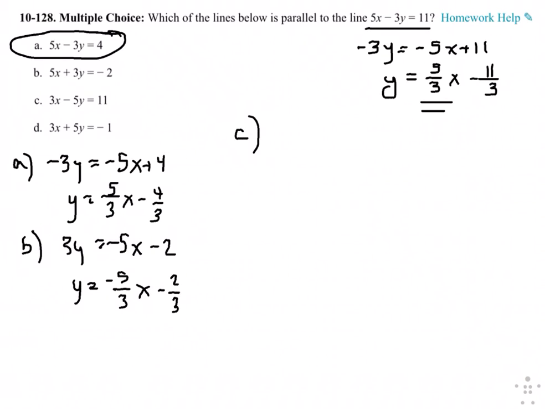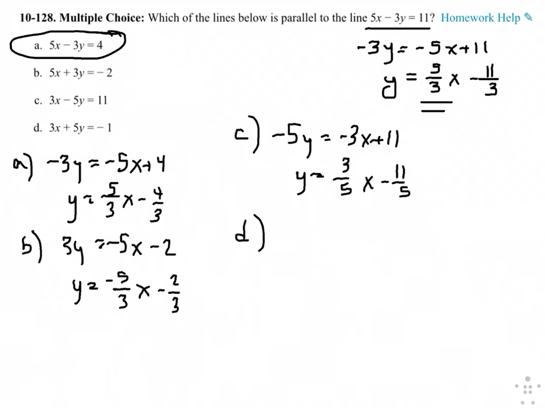Okay, C, negative 5y equals negative 3x plus 11. Y equals 3/5 x minus 11/5. So again, 3/5 is not the same. And let's try D. 5y equals negative 3x minus 1. Y equals negative 3/5 x minus 1/5. And negative 3/5. So only A is a solution.